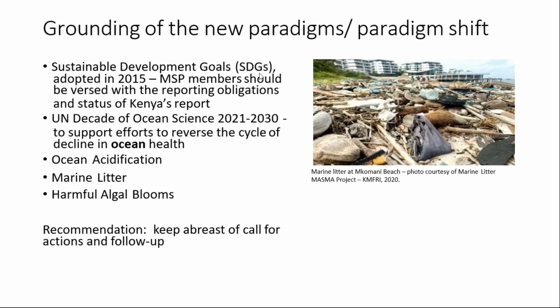We need to know that there are phenomena that have a wider impact on marine spatial planning, including ocean acidification, marine litter, and harmful algal blooms, just to mention a few. You can see on the figure on the right that marine litter is really of concern. This is marine litter that has been dealt with under one of our projects in Kemfri. It's not far out from Kemfri, as you can see. So we need to keep abreast of all these calls to action and also follow up on how we're doing as a country. Because then we can have a comprehensive marine spatial plan at the national level. Next slide.